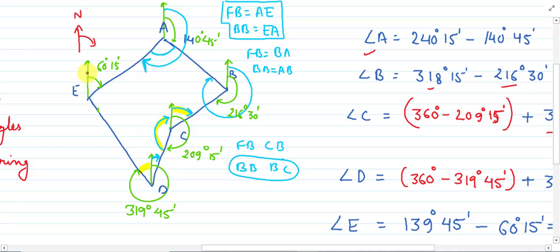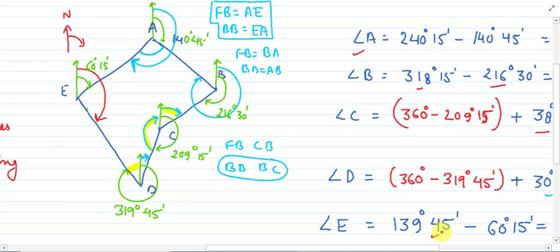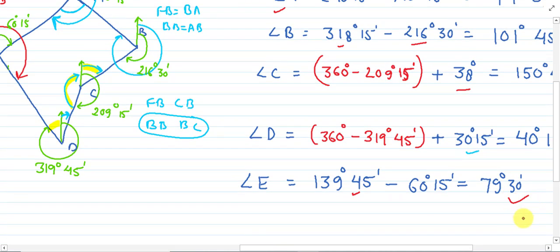Now we move to the E point. In the E case, this is the longer arrow. This longer arrow gives the value of the back bearing of DE line, which is 139 degree 45 minutes. From this value we subtract this green angle, which is 60 degree 15 minute. On solving this, we get 79 degree 30 minutes. So this is the internal angle.